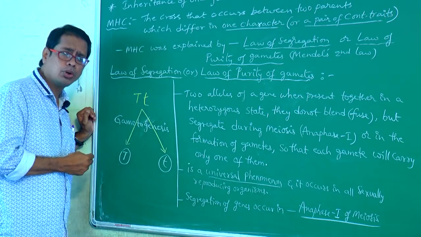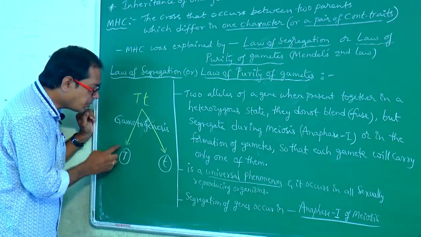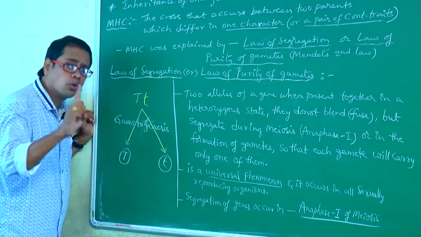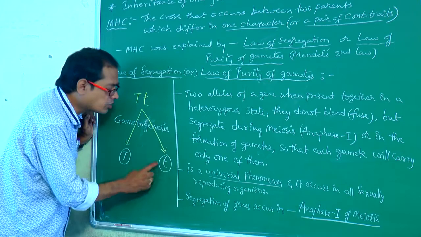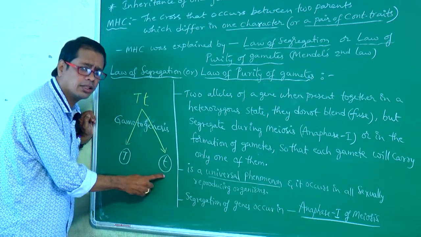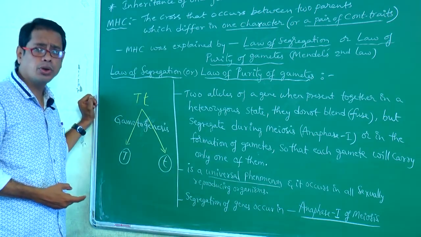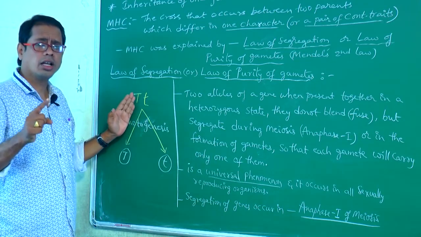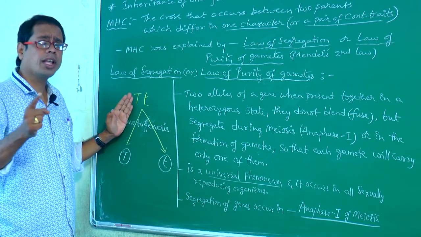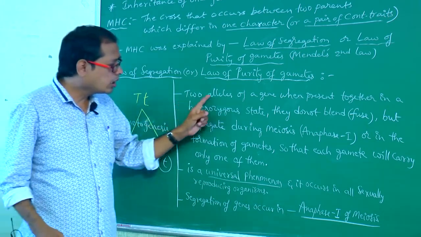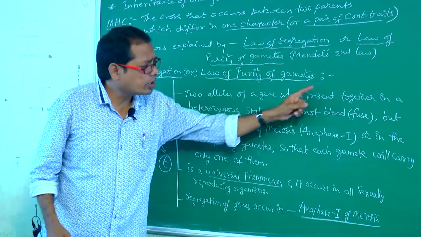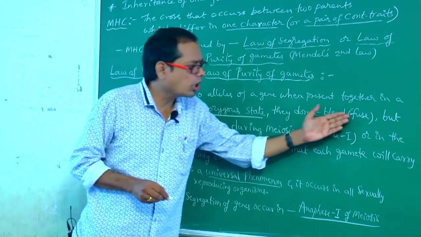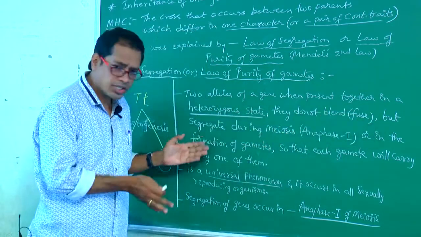Why it is so called purity of gametes? Each gamete is having only one allele. This gamete also is having only one allele. That's why these gametes are pure. So this is law of segregation, also called law of purity of gametes. See, 2 alleles of a gene, when present together in a heterozygous state, they do not blend but segregate.